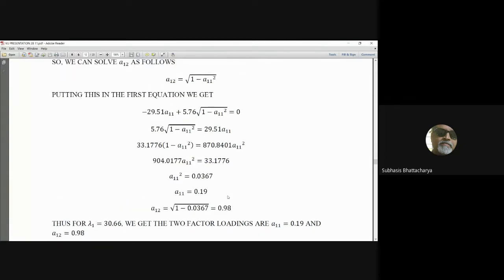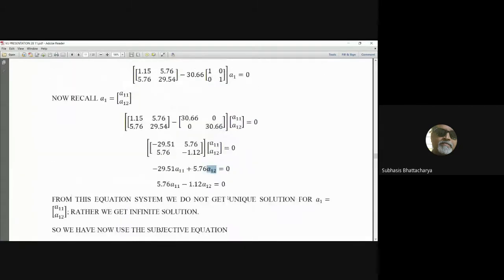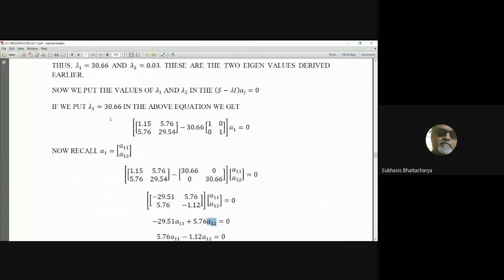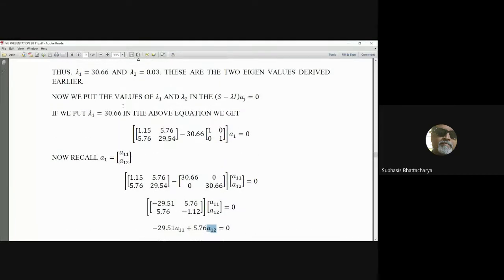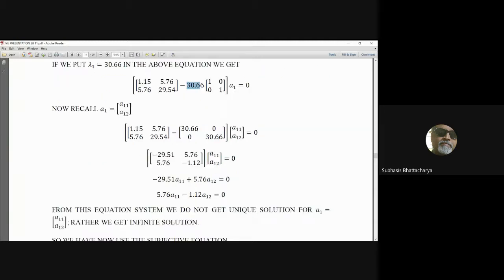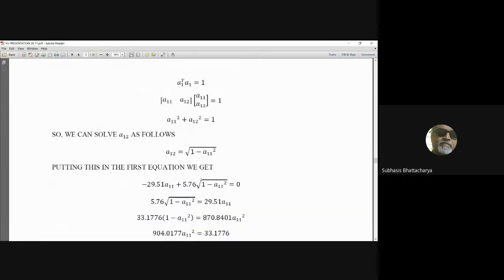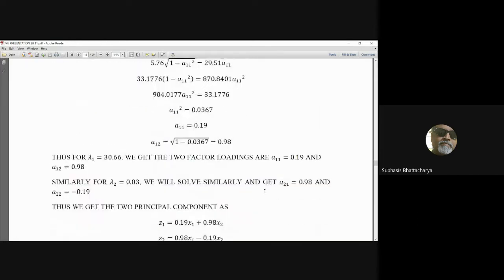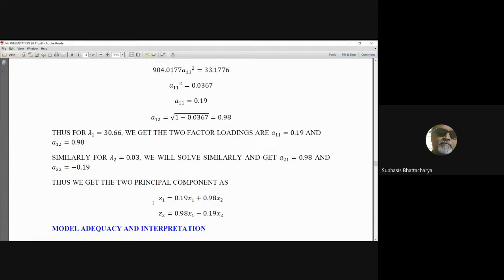Similarly, do the same calculation for the other lambda value. Here you frame the equation for the other value of lambda, that is 0.03, and you put here A2, that is A21, A22. Then you calculate A21 and A22, the other two factor loadings, and solve that. You find A21 is 0.98 and A22 is minus 0.19. That is not shown here. So we can consider that these two principal components are derived here.